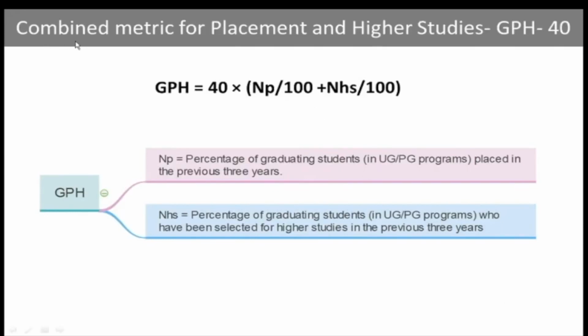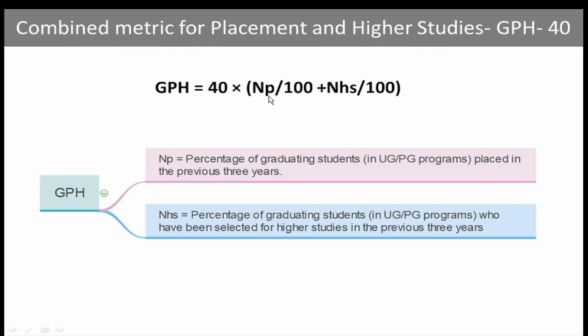Now, for colleges, the first metric is the combined metric for placement and higher studies. It carries 40 marks. So as you can see from the formula, GPH is equal to 40 multiplied by the sum of NP upon 100 and NHS upon 100. So it is interesting to know what is NP and what is NHS.